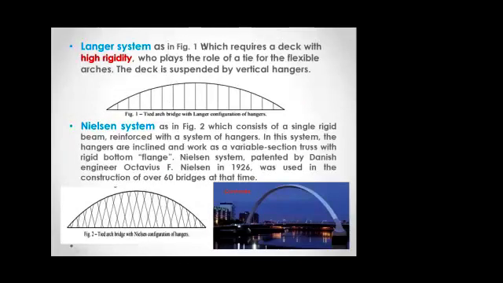Figure 1 shows a system which requires a deck with high rigidity that plays the role of a tie for flexible arches, and the deck is suspended with vertical anchors. In the Nielsen system, that is the network system, which consists of a single rigid beam reinforced with a system of anchors, the anchors are inclined and work as a variable section of the truss with a rigid bottom flange. The Nielsen system was patented by a Danish engineer in 1926. He used it for the construction of over 60 bridges. So you can see the difference between the Langer system and the Nielsen system.